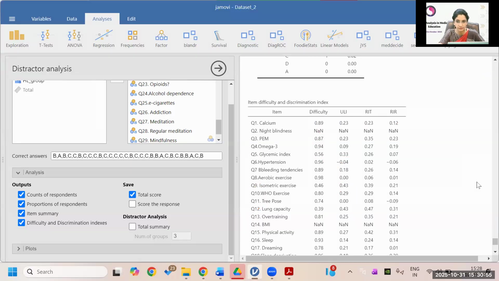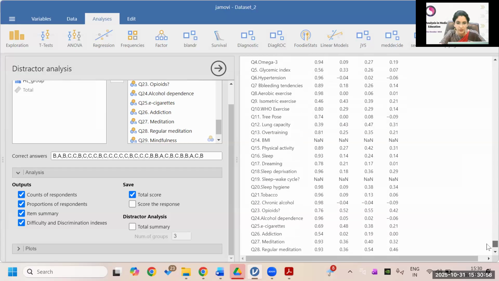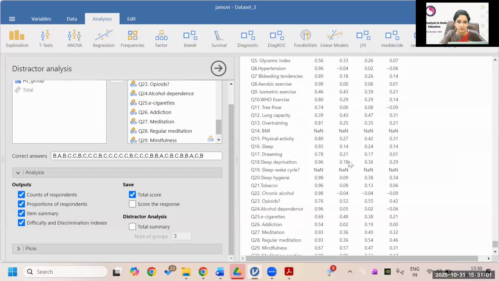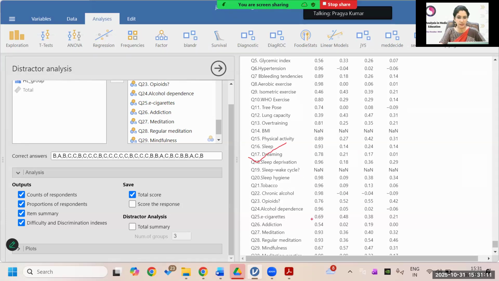Similarly, if I go down, you can see other items also. Generally it is very easy. All the items are very easy. That's why you see the difficulty index is more than 70% in most of the cases. Except here in question number 26, you can see it is 0.54. And discrimination is very poor, you can see. Discrimination in this case is okay, e-cigarette. That is okay. Again, this is very poor. This is less. This is okay. So this is how you can decide based on the cutoff.